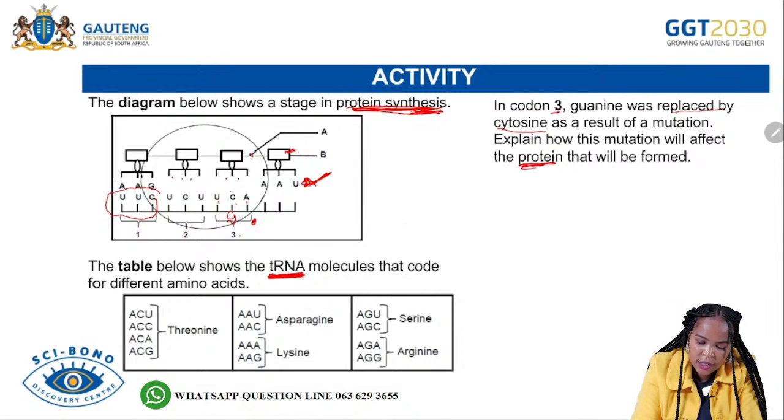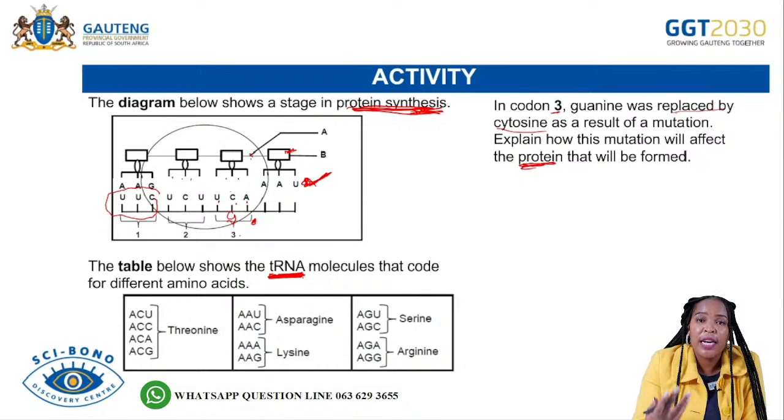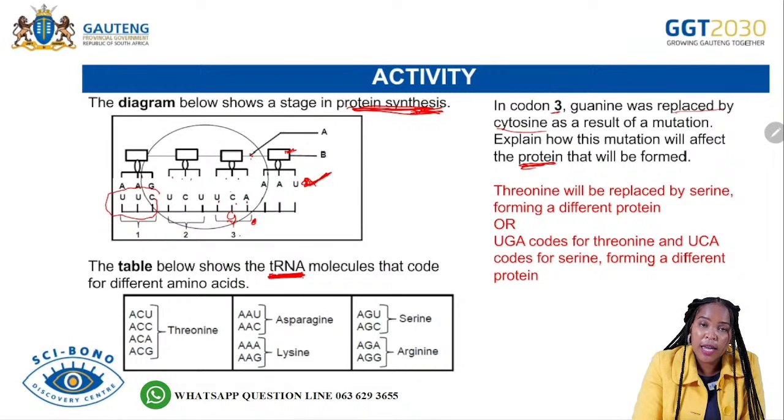Most of the learners get this question wrong because they just want to give a simple answer. They just want to go straight to the answer. But you need to unpack it. Show us where it comes from. So let's look at how you must structure your answer. So you say threonine will be replaced by serine, forming a different protein. How do you know this? How did you get to that?